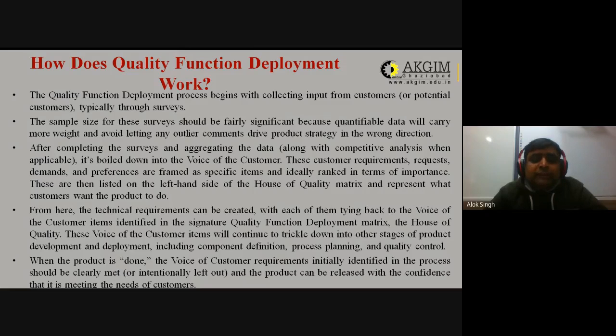So when the product is done, the voice of customer requirements initially identified in the process should be clearly met or intentionally left out, and the product can be released with the confidence that it is meeting the needs of customers. So basically, once you have identified that voice of customer, then you will select how will we cover those needs, how will we anticipate those needs, basically needs of customer.